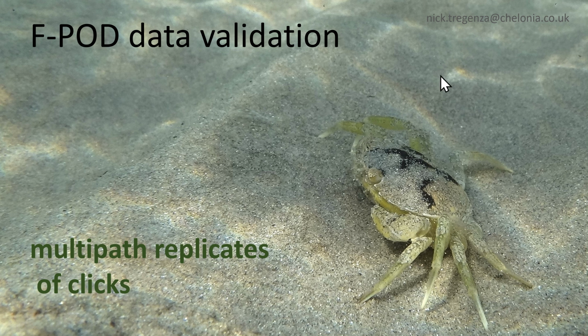This video is about multipath replicates of clicks as seen in data from FPODs. If a click is traveling towards the pod through the water, it doesn't travel along a single path and arrive at the pod, but actually different parts of the sound beam will go faster and slower. Some have overtaken others, and you end up with a whole bunch of clicks arriving at the pod.